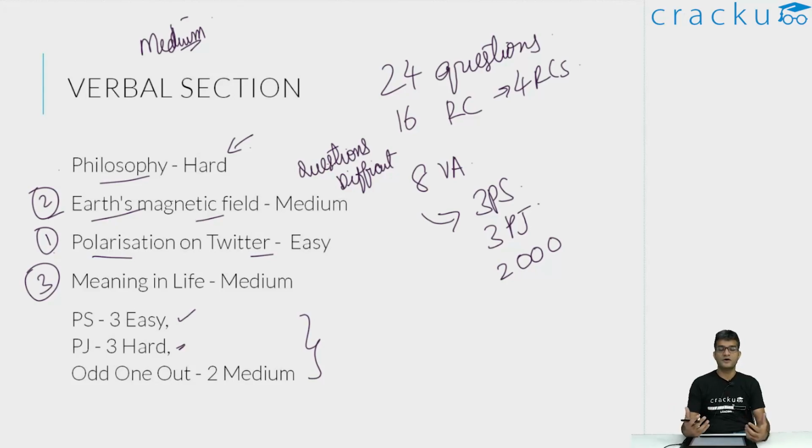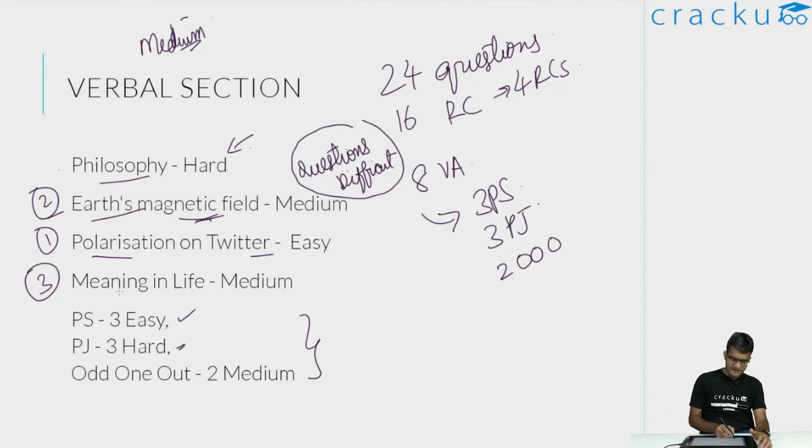Which of the following would the author agree with? Which of the following sentences would the author disagree with? These kinds of things are more to do with us getting in the shoes of the author. So here I felt the questions were definitely difficult. The passage was easy to read, but the questions were difficult. So overall, I would categorize this as medium. I think I got 2 out of 4 correct.